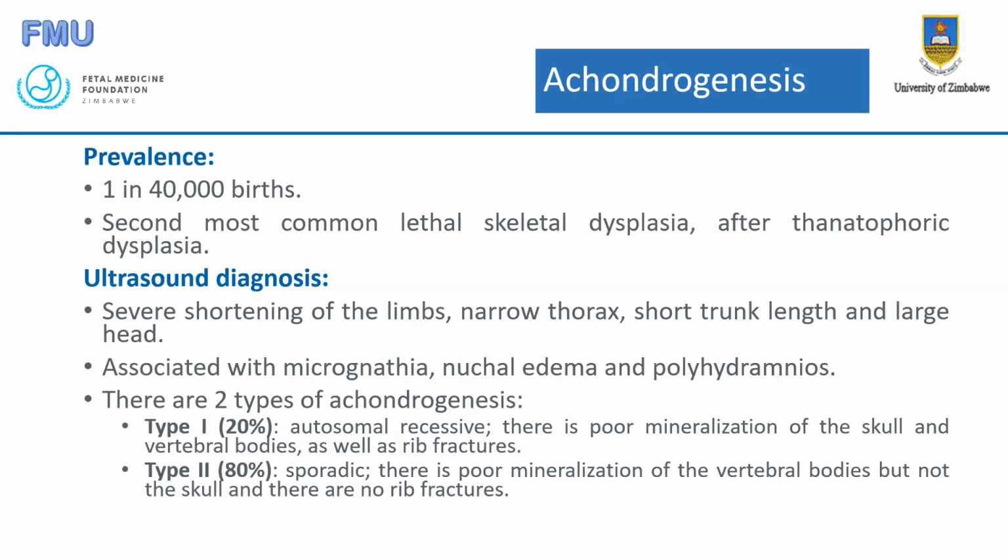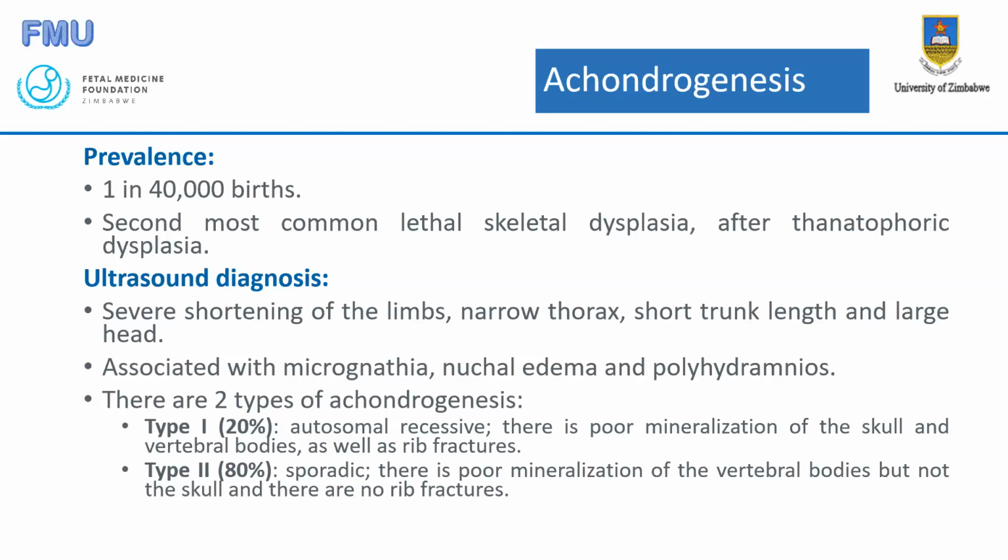There are two types of achondrogenesis. Type 1, which makes up 20% of them, is an autosomal recessive type, and there is poor mineralization of the skull and vertebral bodies, as well as rib fractures. So take note of this, that rib fractures, you don't just get them in osteogenesis imperfecta, but you can also get them in type 1 achondrogenesis. Then type 2, which is sporadic, occurs in about 80% of the cases. There's poor mineralization of the vertebral bodies, but not the skull, and there are no rib fractures.